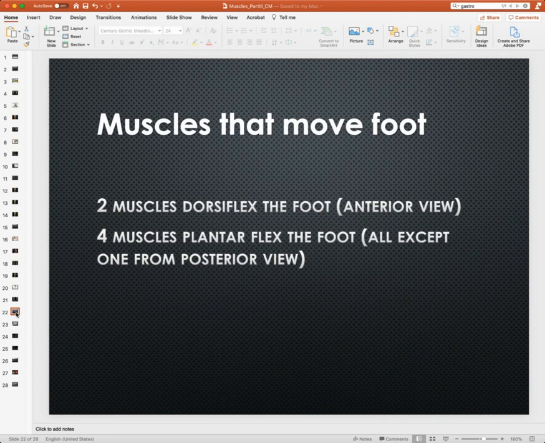Let's move on now to muscles that move the foot. There are two muscles which dorsiflex the foot and four that plantar flex the foot. So what does it mean to dorsiflex the foot? This means to bend the foot toward its dorsal surface. Plantar flexion is when the top of your foot points away from the leg.